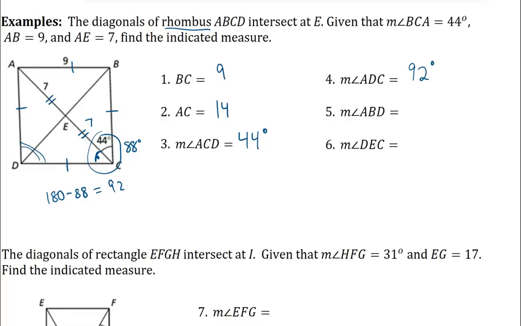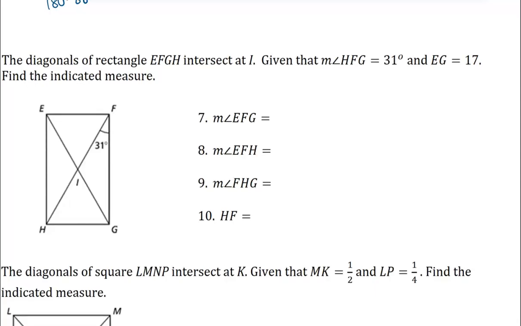Then ABD, well, ADC is congruent to that. So this one is also, the whole thing is 92 degrees, but I can cut that in half again because diagonals are bisecting angles. So half of 92, half of 90 is 45 plus 1. So it is 46. And then DEC, because it is a rhombus, the diagonals are perpendicular to each other. So that one is 90 degrees. Okay, so you notice as I was answering these, I was saying because of this property, that's how I know these different relationships.